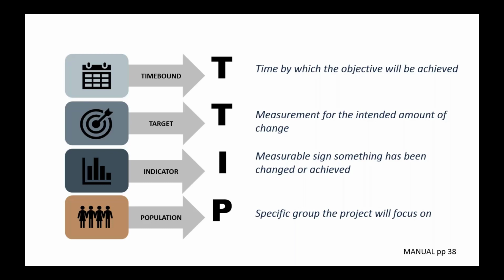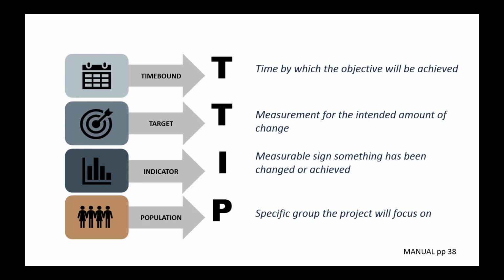As long as you include that little phrase, you have complied with the time-bound component. The next one is the target, and that is defined as the measurement for the intended amount of change. And then I'm going to go right into indicator because these two are tied together. The indicator is the measurable sign that something has been changed or achieved. So what I mean by the two of them are tied together is the indicator is going to tell you what is changing, and the target will tell you by how much.